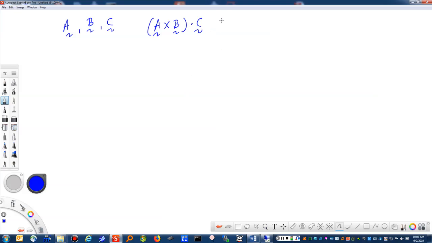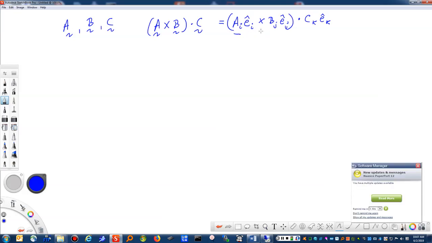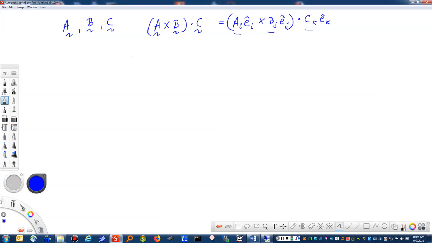We talked about how we can represent vectors in our coordinate system. So we're going to substitute here A_i e hat i, and it's the same as A. And then we're going to cross this with B_j e hat j. And then we're going to do a dot product with C_k, the scalar components, times e hat k. Now, these 3 scalar components that we have right here can be brought out in front of all the vector operations. So we've got A_i, B_j, and C_k.